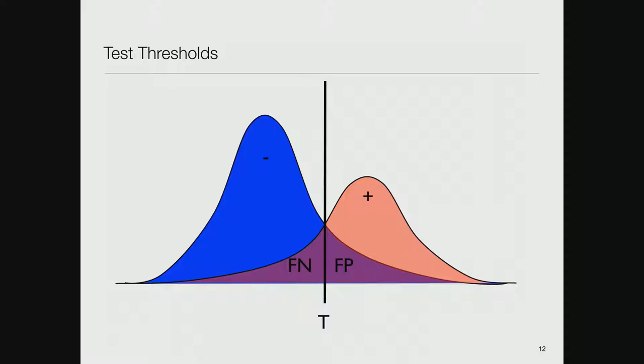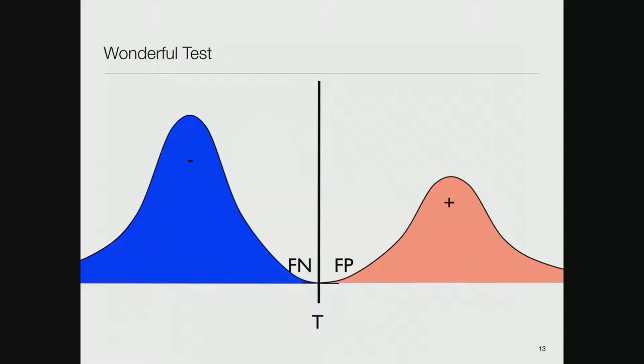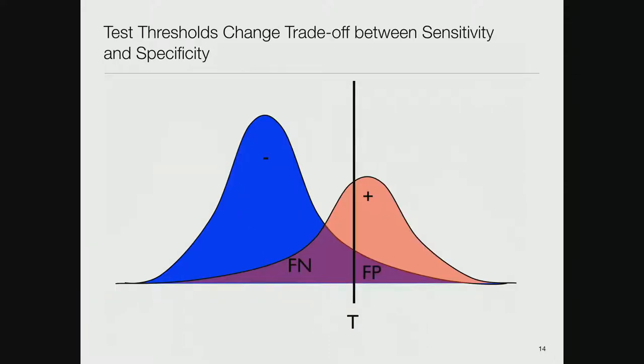Now, if I give you a better test, one like this, that's terrific because there's essentially no overlap, very small false negative and false positive rates. And as I said, you can choose to put the threshold in different places depending on how you want to trade off sensitivity and specificity.